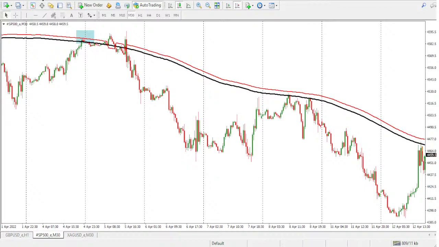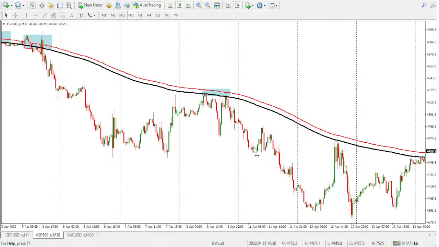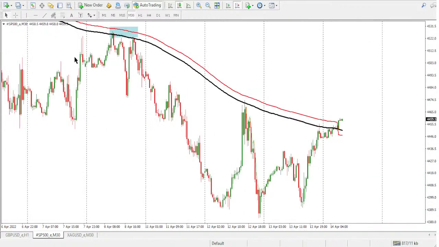We had another one there. And then we had another dynamic resistance there. And then we had another one there. So as it is right now, this is a very good place to look for a buy from. This is a very good place you want to look for a buy from.